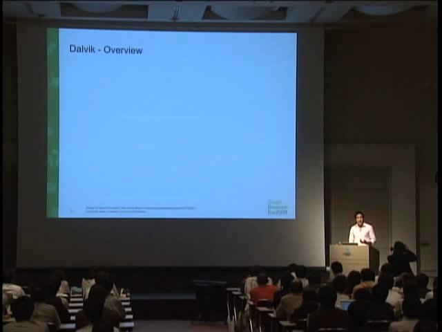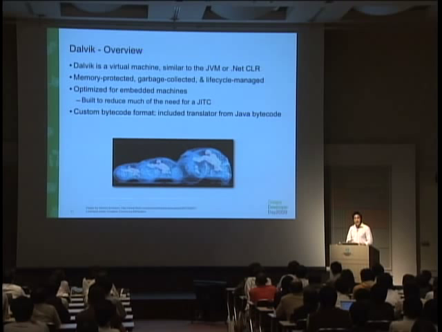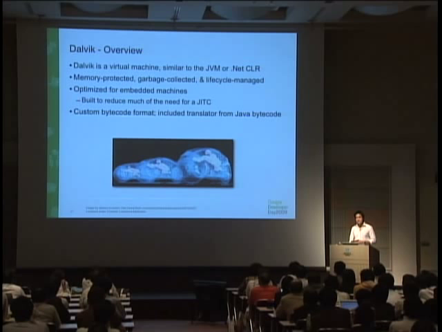At a high level, Dalvik is a virtual machine. It's similar to the JVM or the .NET CLR. It's memory protected, it's garbage collected, and it's lifecycle managed. And it's really been designed from the ground up for embedded devices. One way that we've optimized it for embedded devices is that Dalvik implements a register-based system instead of a stack-based virtual machine. And all of these efforts to optimize Dalvik are in an effort to reduce the need for a just-in-time compiler.